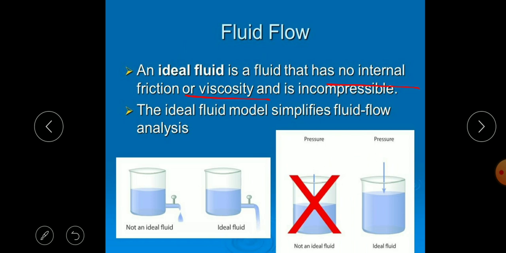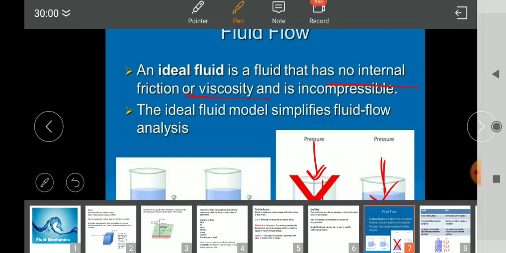So an ideal fluid having no viscosity means there is no resistance to the flow. The fluid is moving at the same velocity, and also we are considering that when pressure is applied, the real fluid, or not ideal fluid, will be compressed, but the ideal fluid will be incompressible. Water may be an example. So ideal fluids are only for comparison or to simplify the study. Real fluids actually have a certain amount of viscosity and they are compressible.